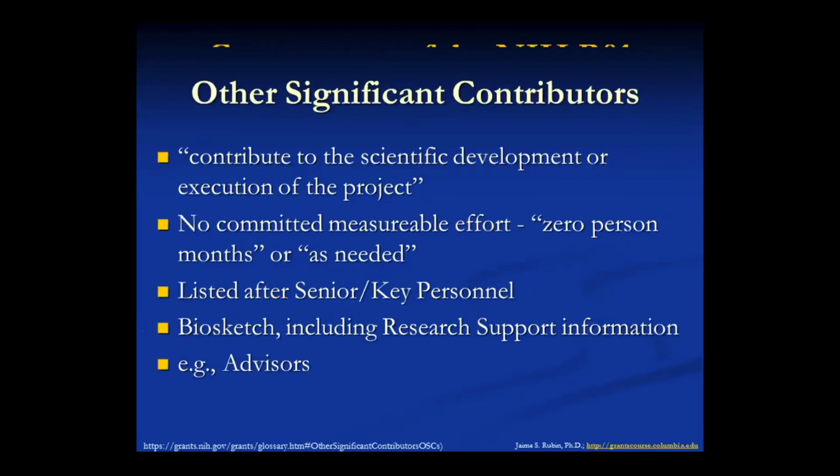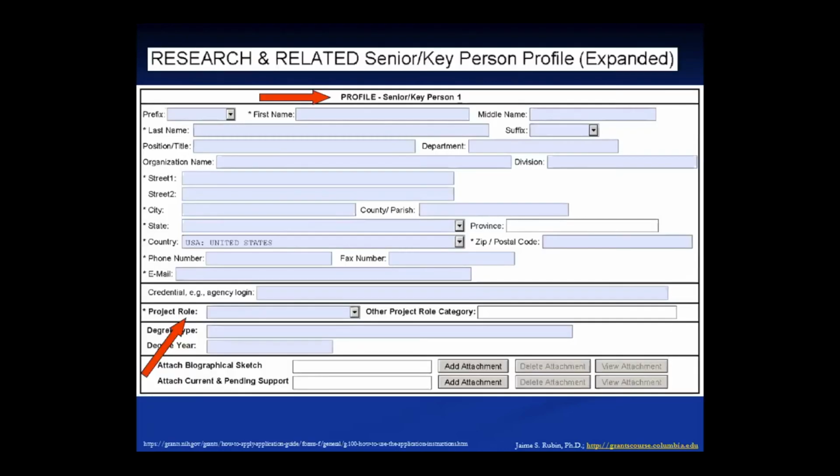Excuse me, there are other individuals who are called other significant contributors. And these are people who might be an advisor or a referring physician or something like that, where they are not devoting measurable effort to the project. They're on, let's say, an as-needed basis. Somebody you can turn to every once in a while to ask them a question. You would also include their biosketch, and they would have one of these boxes, just like I discussed.